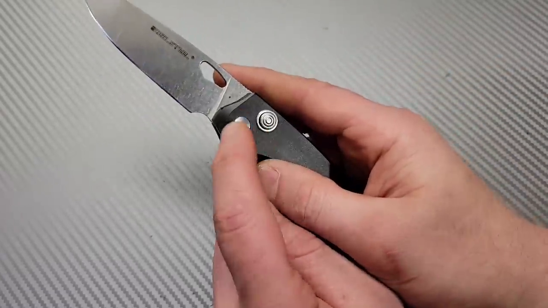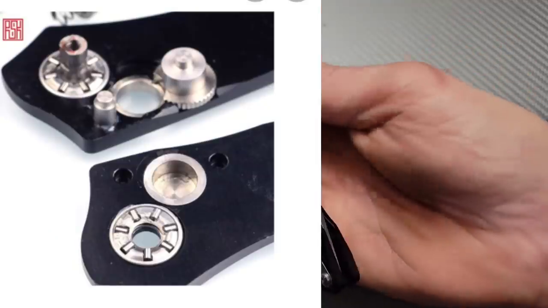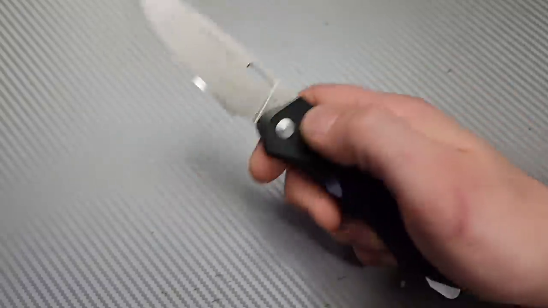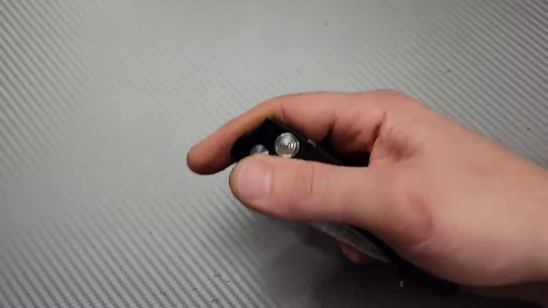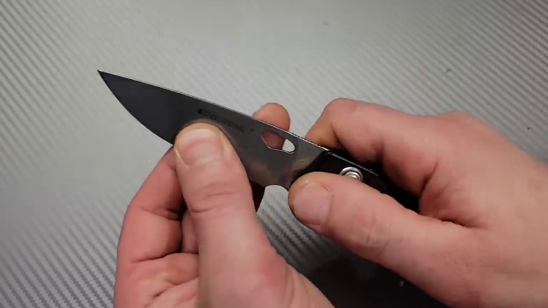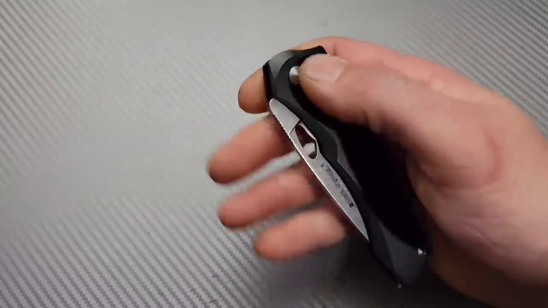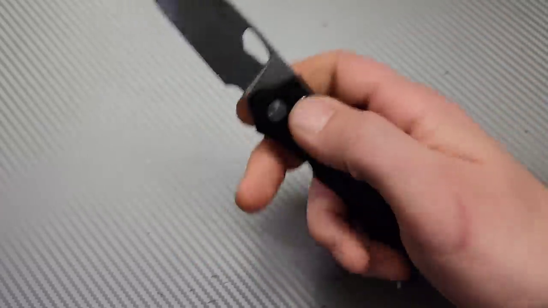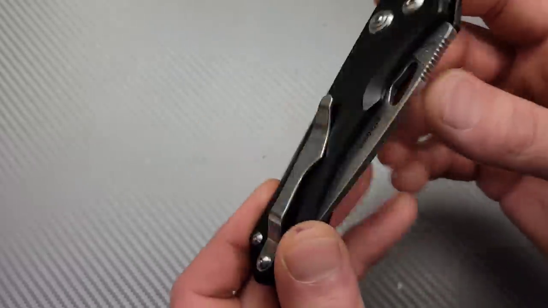Now, the one thing that's cool about this is it runs on needle bearings instead of regular ball bearings. Real Steel does that with a few of their models, which I find very awesome. The action is very smooth, and it does feel a little different. A lot of people might say that it just feels like it's on bearings, but it's frictionless smoothness. It's a little different. Very, very smooth, and I really like this knife.